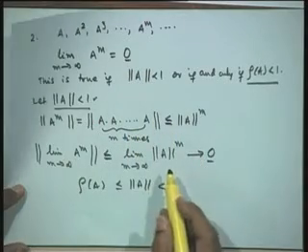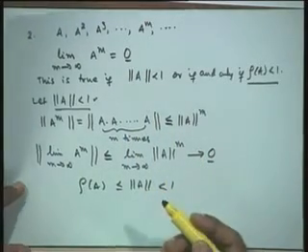Sir, this shows that norm goes to 0, not that the matrix goes to 0. You see, if the norm goes to 0, its measure is going to 0. Let us take any definition of a norm.